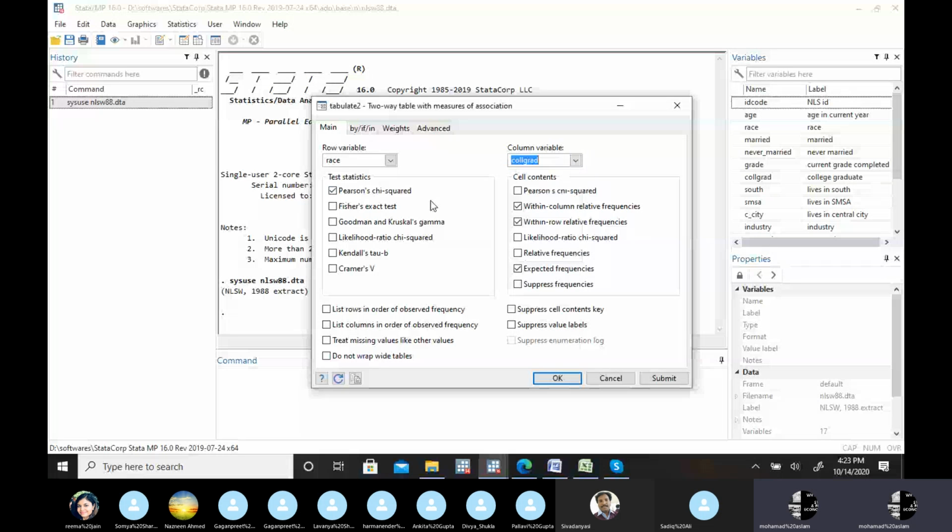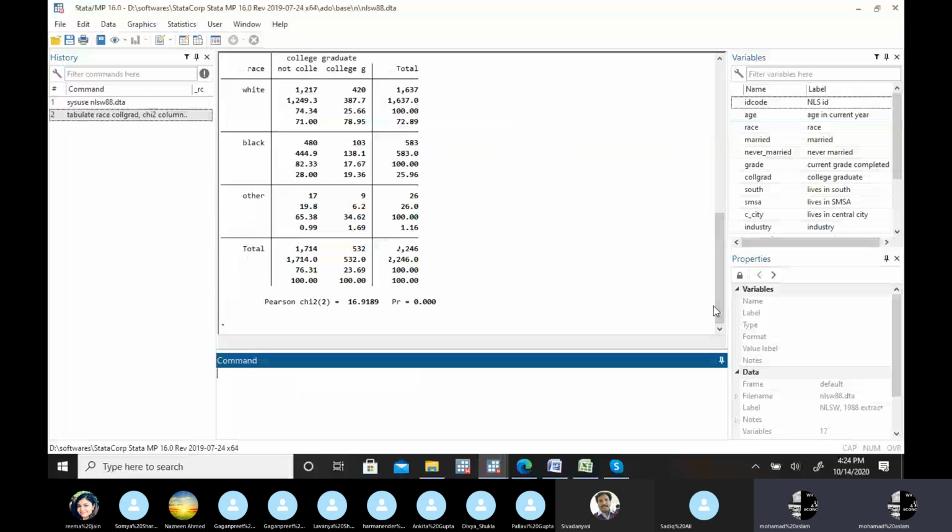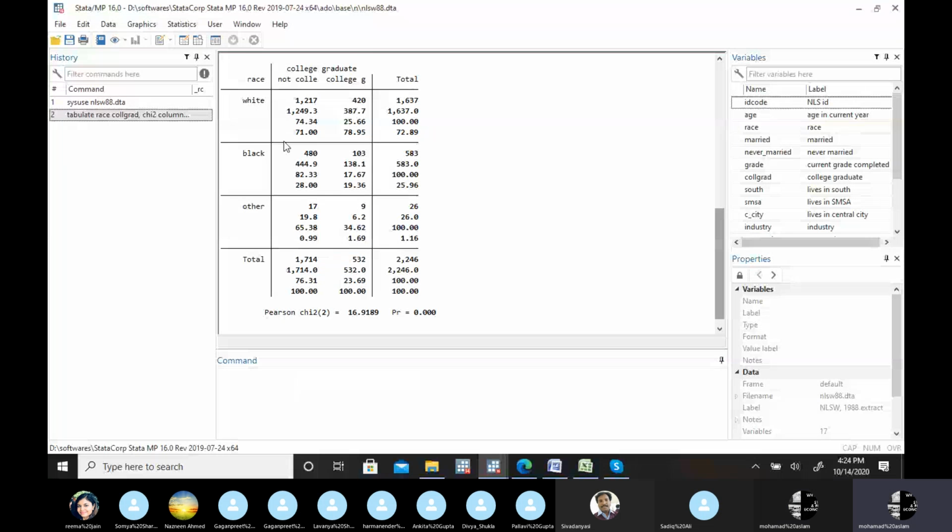So now our table will appear. Race has three categories: white, black, other, and there are two categories in college graduate: not college graduate, and college graduate. Now you might get confused with these numbers. This first one, 1249 is... I might be taking time. Just wait. I'm pausing it.